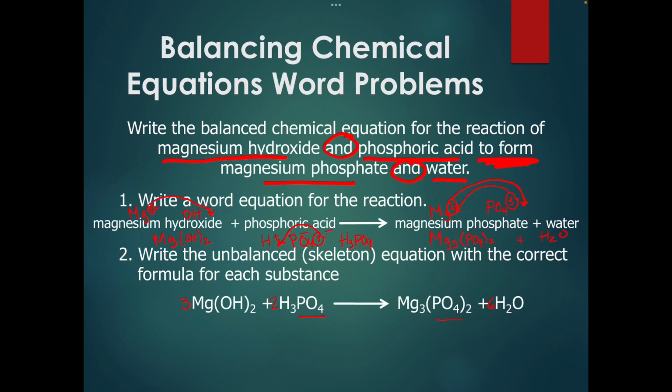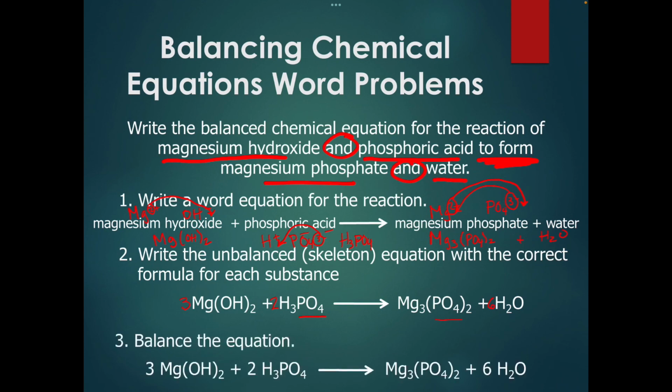And now let's count up our hydrogens. So in magnesium hydroxide, we have 6 hydrogens, and in phosphoric acid, we also have 6 hydrogens, for a total of 12. If you look on the right-hand side, we have 6 times 2 gives us 12 hydrogens. So this is balanced.